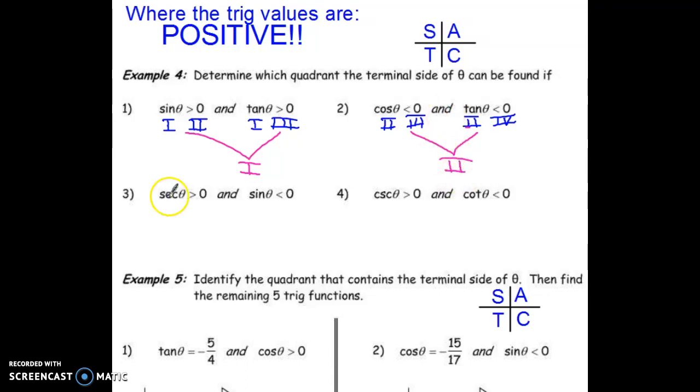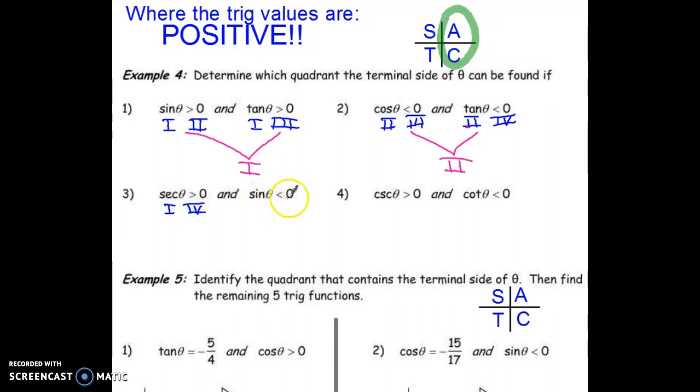What do we have? We have the secant. Well, that's a reciprocal of cosine. Where is it positive? That would be in these two quadrants, and that would be in quadrants 1 and 4.